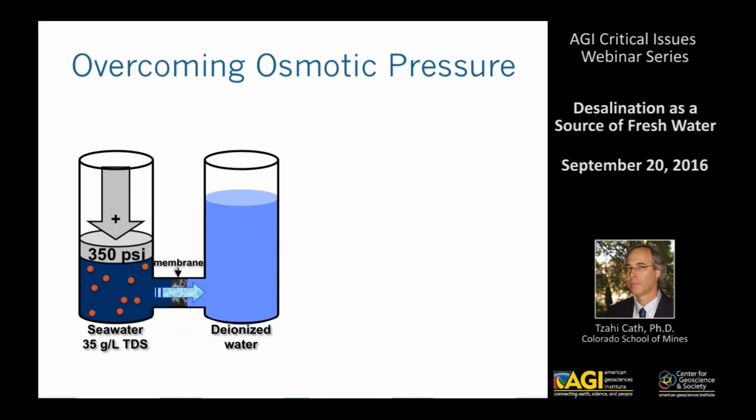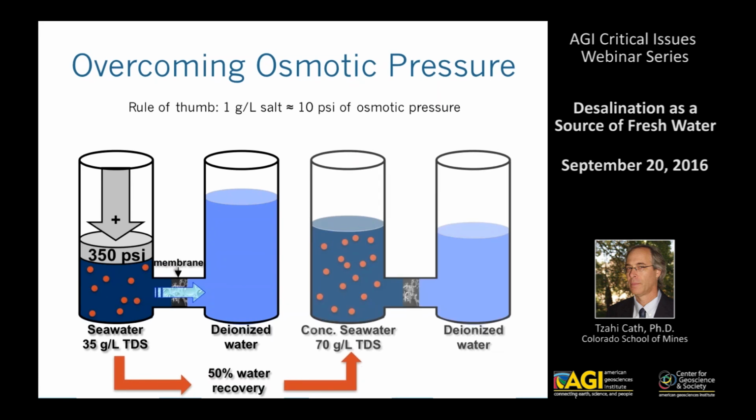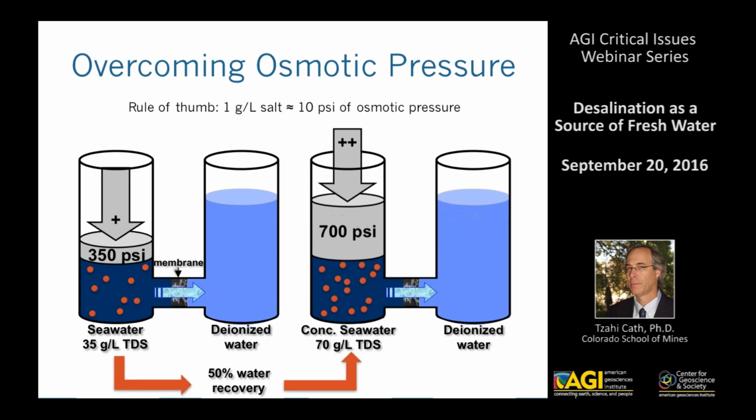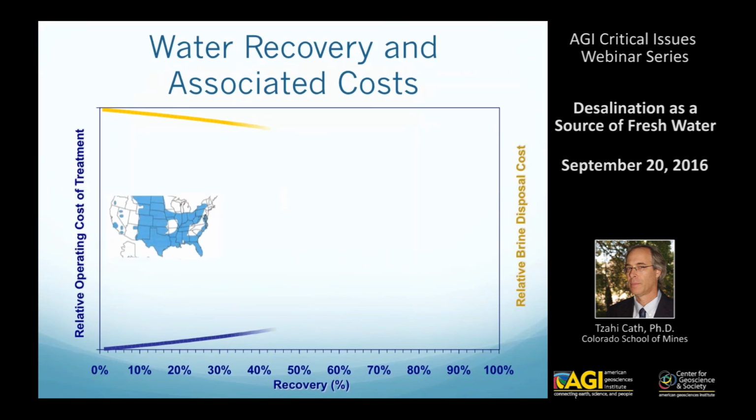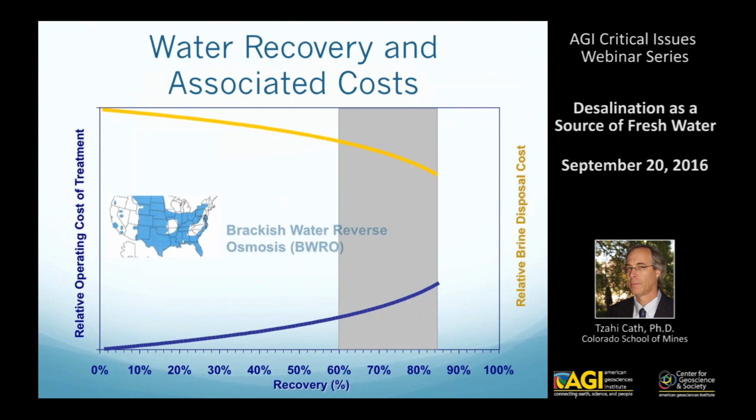Again, another example: if we want to do seawater desalination, most seawater desalination operates at approximately 50% recovery. When you consider that the osmotic pressure of 1 gram per liter of salt is approximately 10 psi, we usually need more than 700 psi in order to desalinate seawater and achieve 50% recovery. This means, again, brine management and a lot of energy cost. So this is the implication of trying to operate at high recovery.